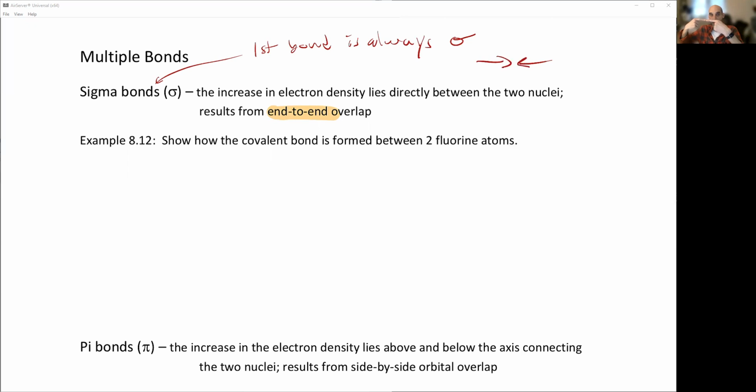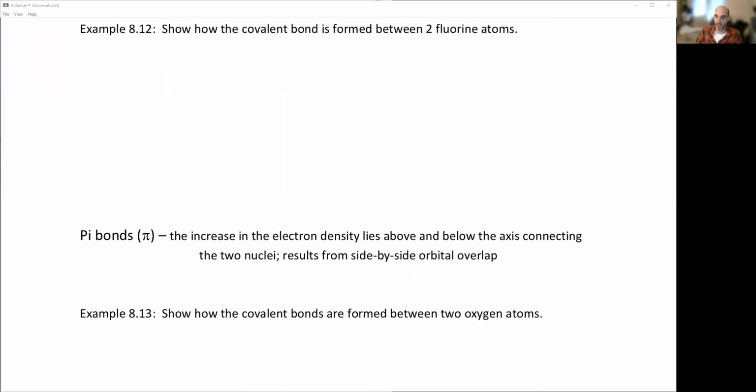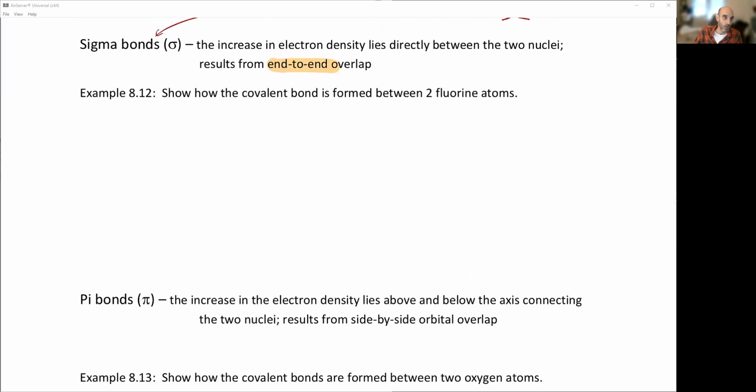You're going to see they're going to be facing one another, okay? In fact, there's only one sigma bond. The rest have to be known as what we call pi bonds, where it's going to be a side-to-side interaction. So side-to-side versus overlap.